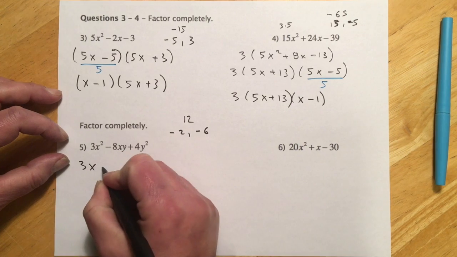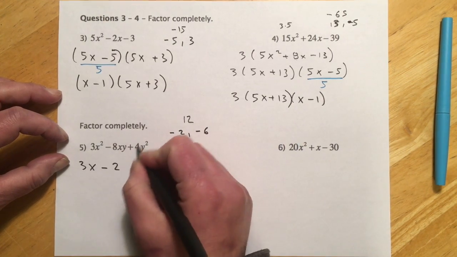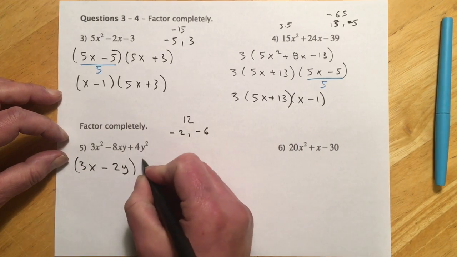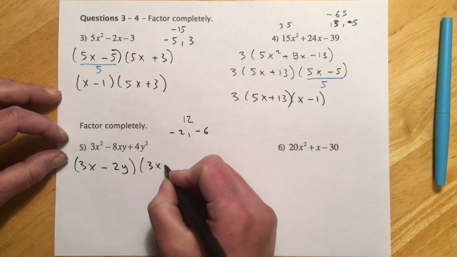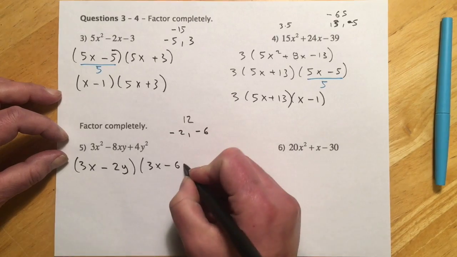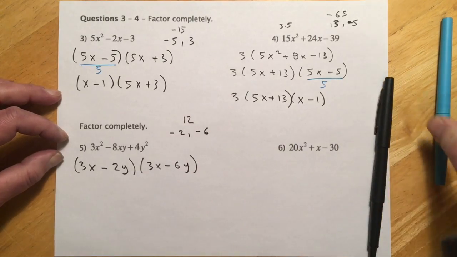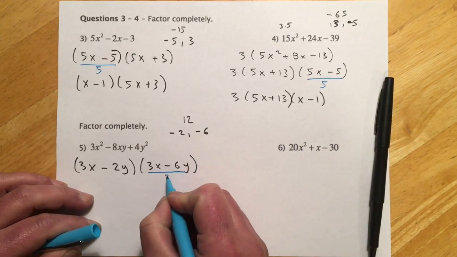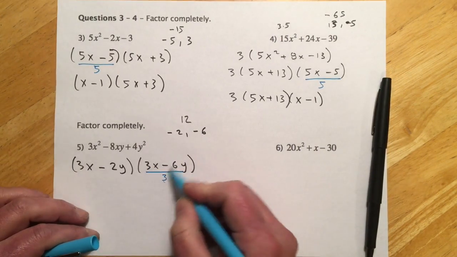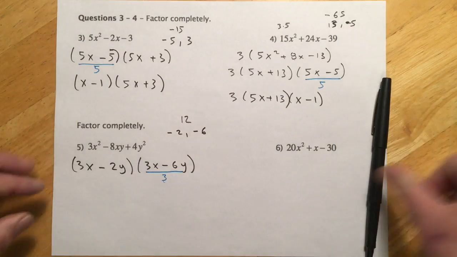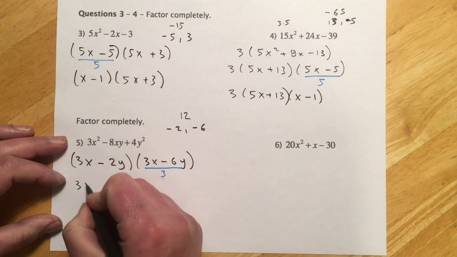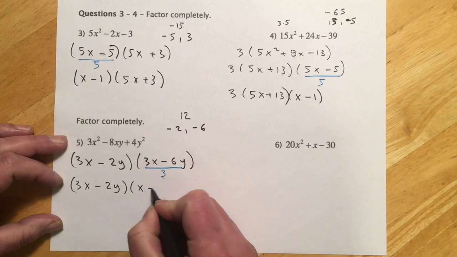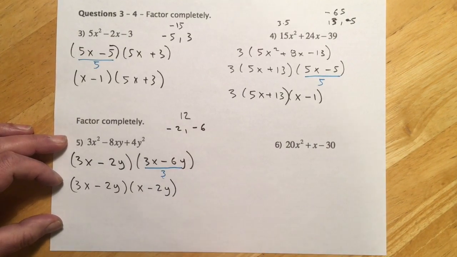So here I'm going to go 3x minus 2, and just like the ones in 5-2, it's the same, I just need a y on the end is all. And here I'll go 3x minus 6, and then with the other y on the end. And then I have an extra 3 floating around, so that will divide out nicely on the second term, because 3 goes into both. And then that's going to make this 3x minus 2y and x minus 2y.